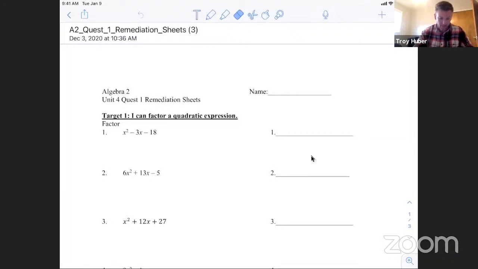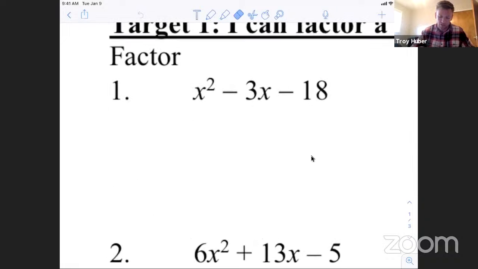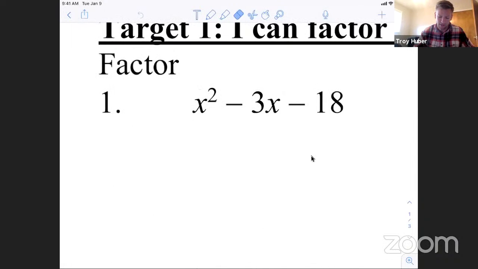All right, here's our remediation sheet. Our first target on here is I can factor quadratic expressions. Now, I might not teach factoring exactly the same way that your teacher did, but over my teaching experience, this is the way that I see students learn factoring the best. So I like to teach it using the X method. Our first problem is x squared minus 3x minus 18.